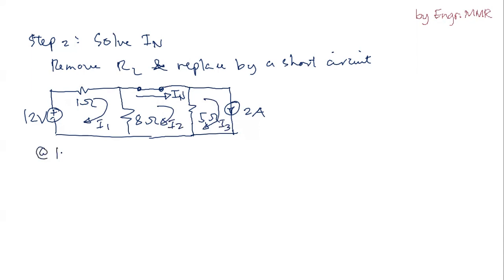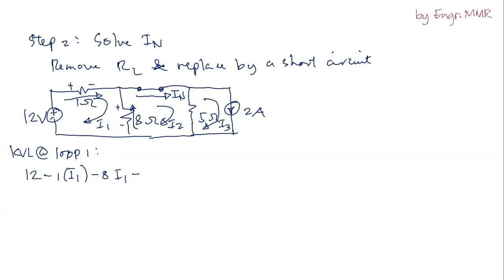Okay, at loop 1, we are going to write the voltage equation at loop 1. So we have 12. And in the 1 ohm resistor, when the current flows through it, we have plus minus. Then we have minus 1 times I1. And in terms of I1, we still have 8 I1. And in the 8 ohm resistor, there is another current flowing through it, and that is loop current I2.